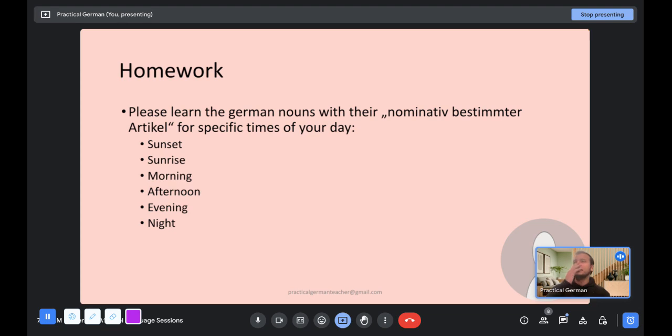What else should you know? This is homework for you. Many people don't know these basic things even after doing B1. It's not bad, but you should know how to say sunset, sunrise, morning, afternoon, evening, night. Every day you check, especially if you live in Germany, when the sunset is going to happen today.